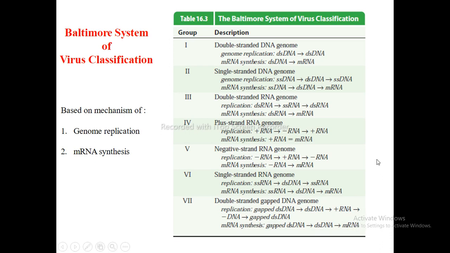So this way, the Baltimore system of virus classification is complete here. I hope you understood how these 7 groups are classified depending on their genome replication and mRNA synthesis, and also how the single-stranded RNA genome viruses are kept as a separate group because they replicate and synthesize their mRNA through a double-stranded DNA copy.